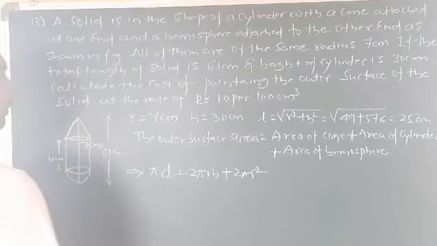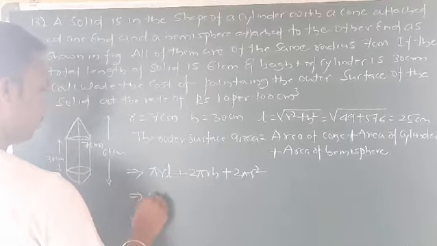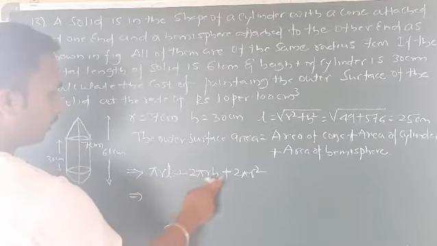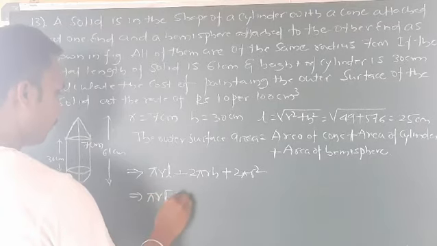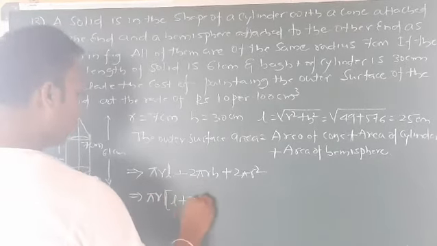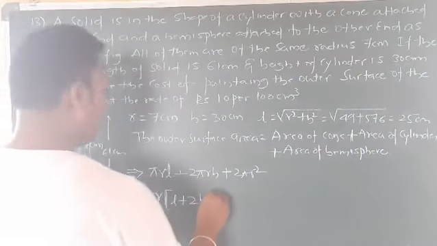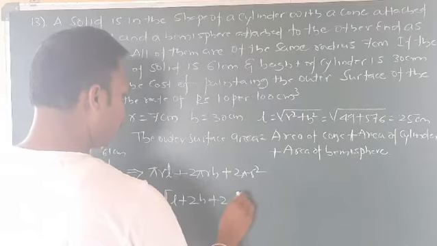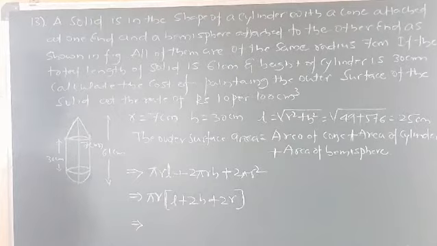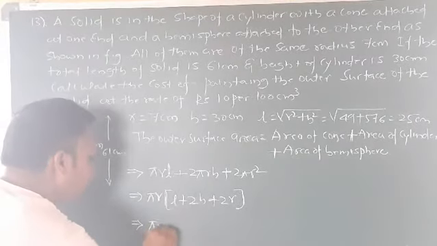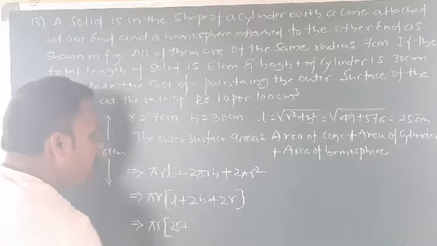Now L is 25. This implies we can take pi here. So here 2 pi is there, here r, here also r, here also r. So we'll take pi r as the common factor. Now it is L plus 2 into h. We have taken pi r common, 2 remains as it is, and r is remaining. This implies we have pi r into the bracket of L, that is 25, plus 2 into h.